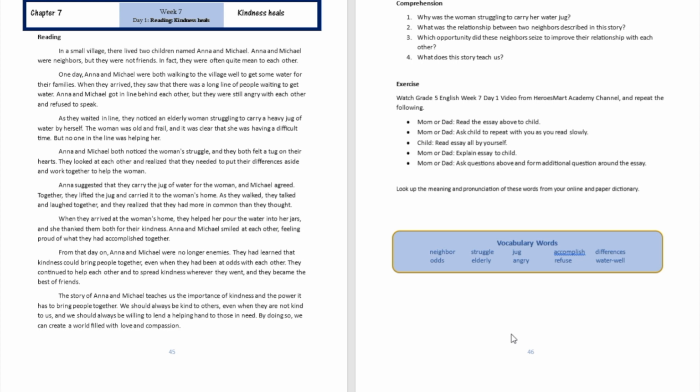All right, so moving on right now to the vocabulary building section of the reading. You're going to see certain words that potentially you may not have heard of before. Words like neighbor, like struggle, like accomplished, like differences, like odds, like elderly, like angry. So let's go ahead. We're going to turn to our dictionary right now.